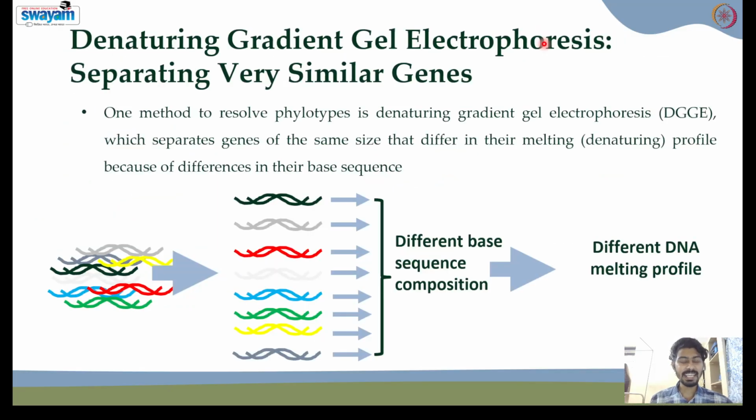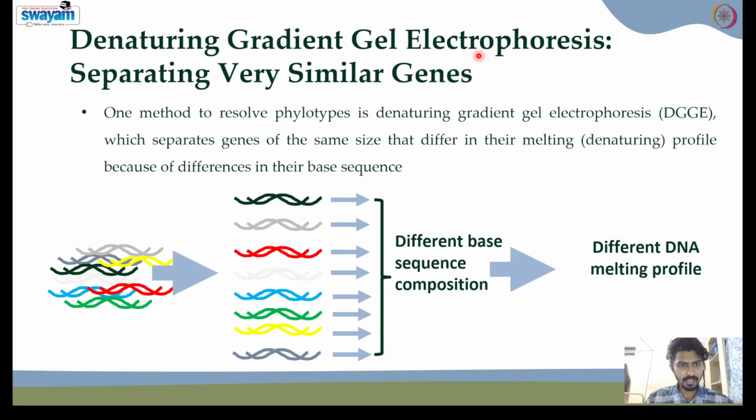The next important technique is denaturing gradient gel electrophoresis, which is DGGE. Before moving on to the technique, consider a situation where all the DNA fragments may look similar in length, but they differ in their base pairs. Each DNA has a different base pair composition. Then how do we tell these nearly identical sequences apart? How do we segregate and identify them?